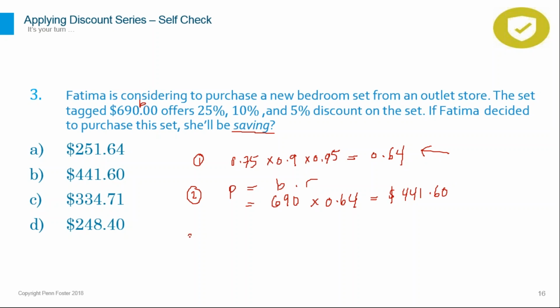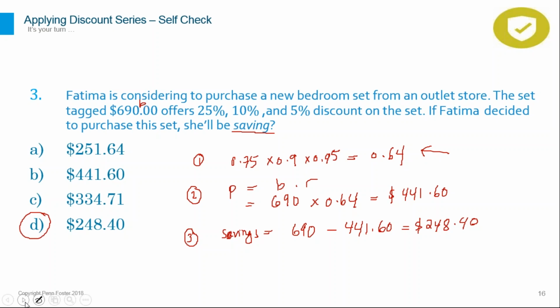To find the savings, I need to add an extra step. Savings equals the tag price we know, 690, minus the selling price, and that will give you the difference in price, and that is the savings. She will save $248.40. So in this case, the answer is going to be D. Let's move on to the next topic.